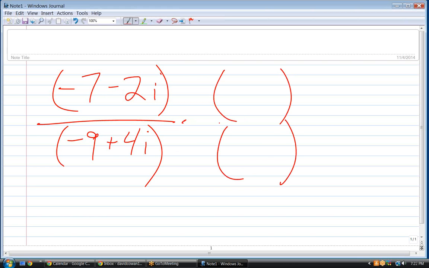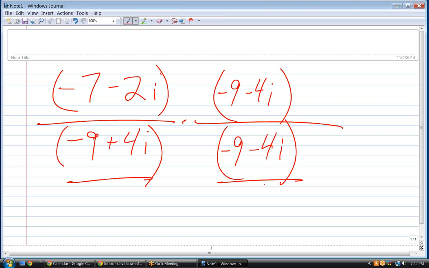What's the conjugate of the bottom? Just change the sign in the middle. So negative 9 minus 4i. Right? Since I multiply the bottom by that, I got to multiply the top by it. And the reason we multiply by the conjugate is that it's going to get rid of the i. It's going to turn it into a real number. So let's do this FOILing here, or multiply every term by every term.